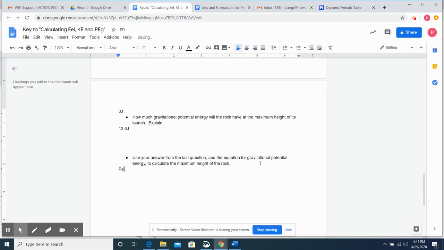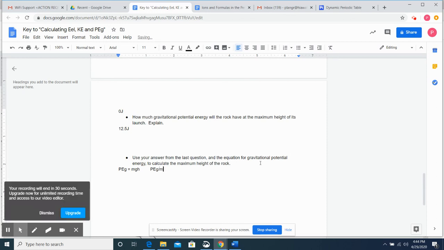Well, gravitational potential energy happens to equal mass times gravity, or the acceleration due to gravity, times the height. In this case, I'm going to rearrange that, and I'm going to take the gravitational potential energy, then divide it by the mass, and divide it by gravity, and I'm going to be able to get the height. So potential energy is 12.5. The mass of the rock was 0.02 and gravity was 10.